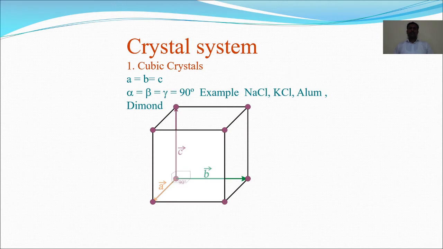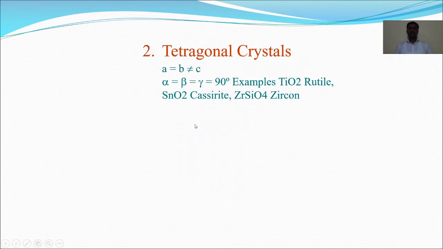Crystal systems. 1. Cubic crystal. For cubic crystal, edge length a is equal to b is equal to c, and axial angles alpha is equal to beta is equal to gamma, all are 90 degree. Examples are NaCl, KCl, alum, diamond.